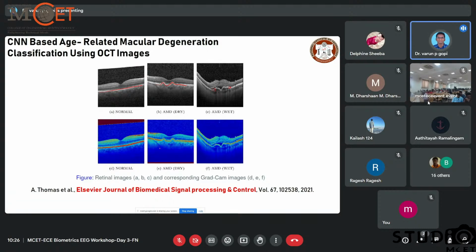So this is actually a normal line for the normal image. And when you come to the AMD image, you can see that the Bruch's membrane plus RP layer is having some perforations that are clearly visible in the structure. So this is how the CNN identifies that there is a problem in the image.